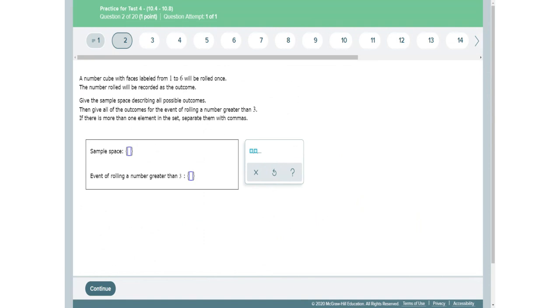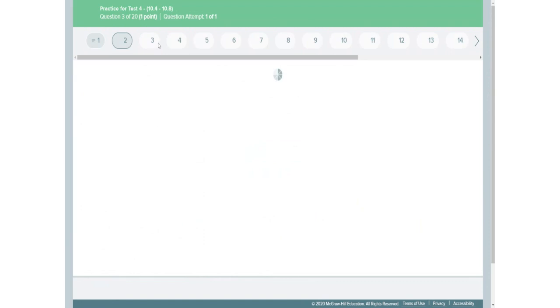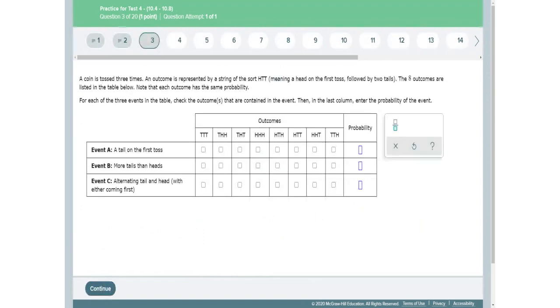Okay, so the sample space is just easily 1, 2, 3, 4, 5, and 6. And then what is the event of greater than 3? Well, that's just 4, 5, and 6. Any questions about that? It's just asking for the sample space and then the number of outcomes in the event. They don't ask for the probability, but they're going to start doing that, because there was one section, 10.4, that just dealt with sample spaces.